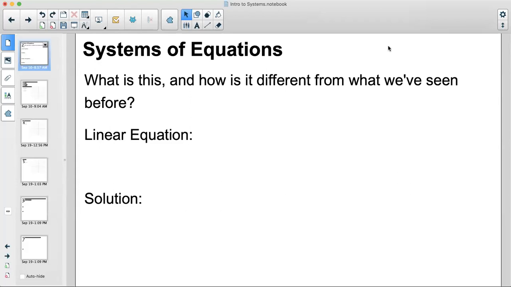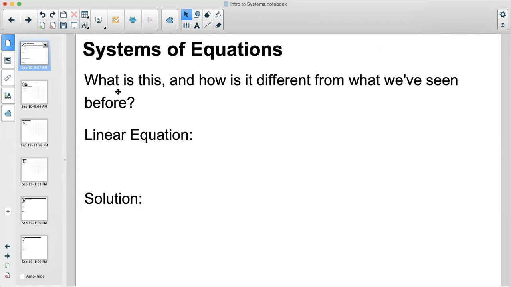New unit, new topic. The current unit is systems of equations. Hopefully you've seen some of this before. For sure you've seen these two-variable systems in Algebra 1, but I'm going to do this day to review it, just to make sure that we're all on the same page.